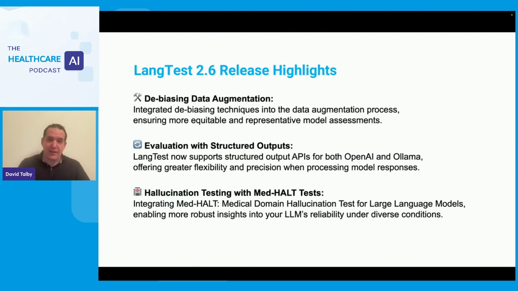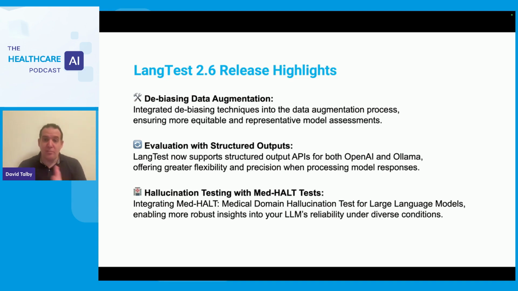LangTest is in very active development. The 2.6 is the latest major release from just 3 weeks ago. And you can see some of the things that were added: evaluation of structured outputs, right? So if you're asking an LLM to send you a JSON with specific answers, and then you want to test against those. Automatic debiasing for data augmentation. So LangTest always had data augmentation for robustness testing. Now there's also data augmentation for debiasing.